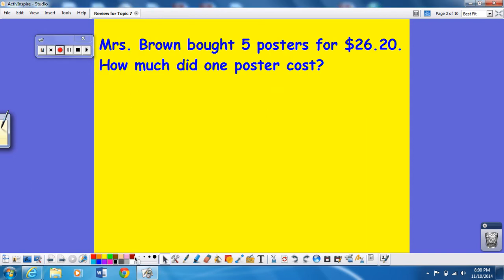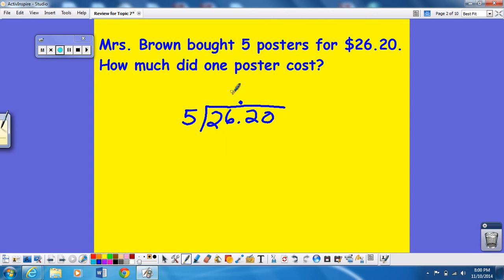Okay, the first problem that I have for us to look at says Miss Brown bought 5 posters for $26.20. How much did one poster cost? We know $26.20 is all I spent, and we know I bought 5 different things. So I know my equation is going to be 26.20 divided by 5. Remember, when we divide a decimal by a whole number, the first thing you do is bring that baby up.